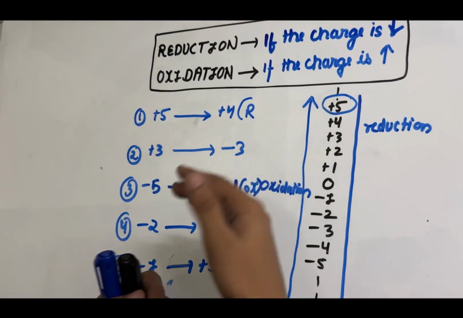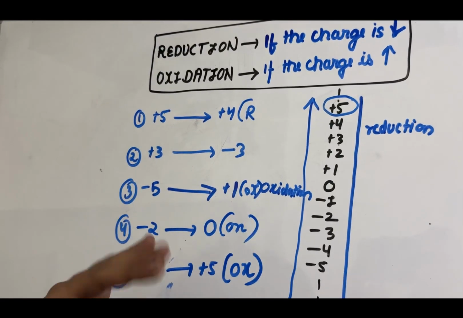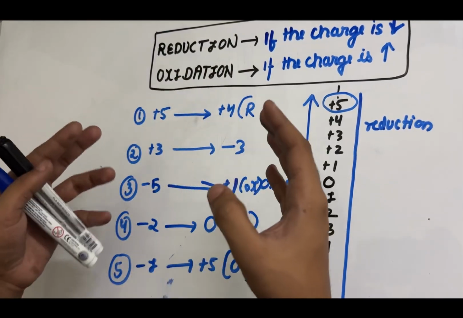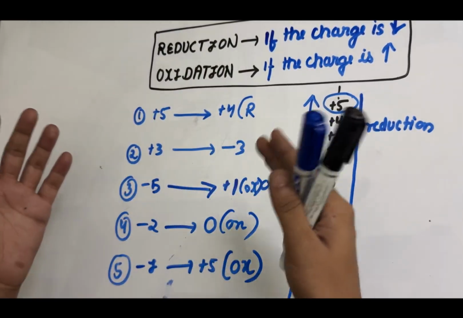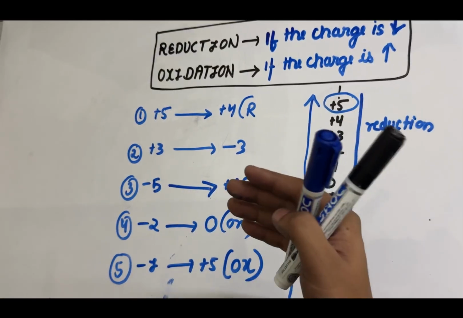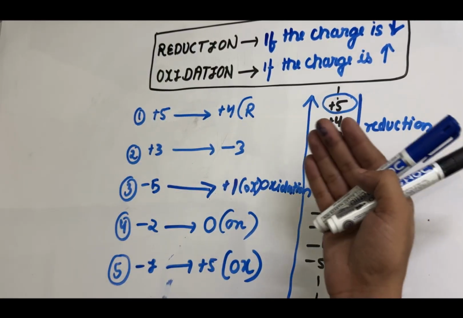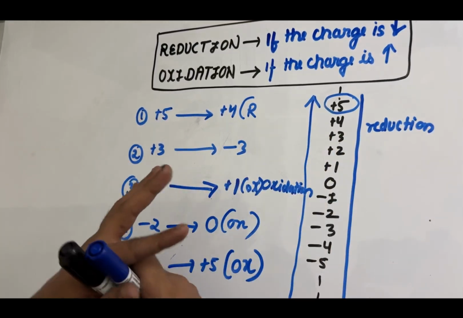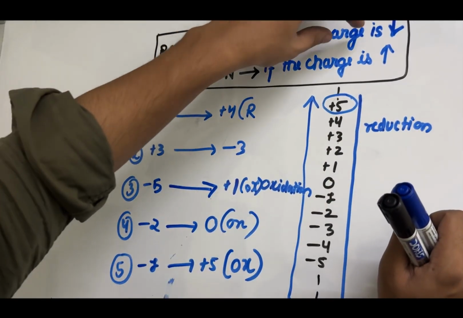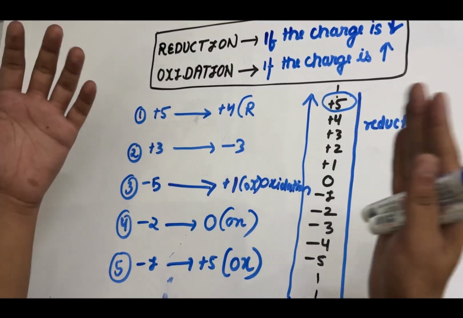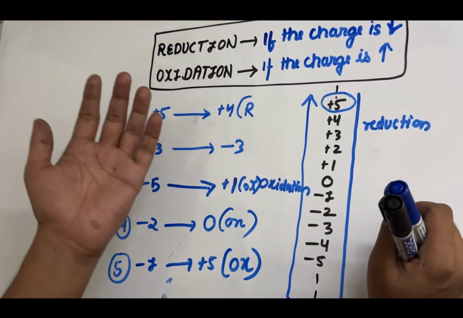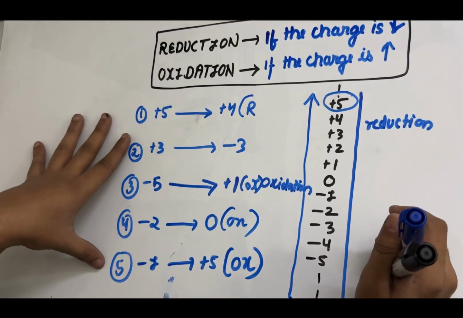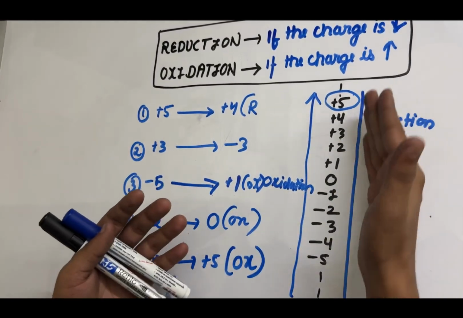But at the same time you have to keep in your mind how to determine, by just seeing the reaction, where the reduction is happening or where the oxidation is happening. Simple logic without complication. If the charge is decreasing, then it is reduction. If the charge is increasing, then it is a case of oxidation. And these are few examples. Okay, just keep this table in your mind.